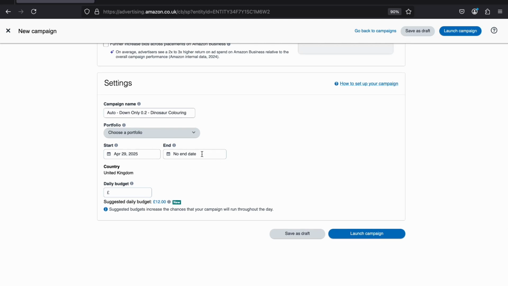Leave the start and end dates exactly as you want, unless you want to have an end date to your advertising campaign. Literally every single one of my ads doesn't have an end date. They just kind of run as long as I want them to, and then you can just turn them off manually whenever you want. And then you set a daily budget.